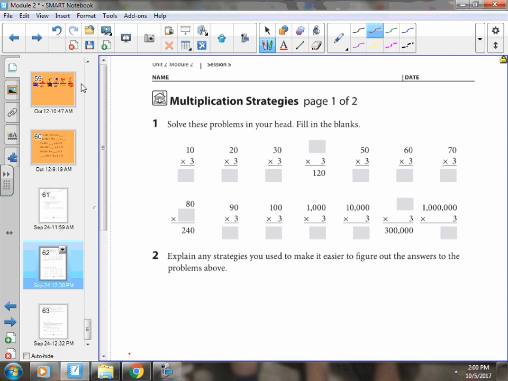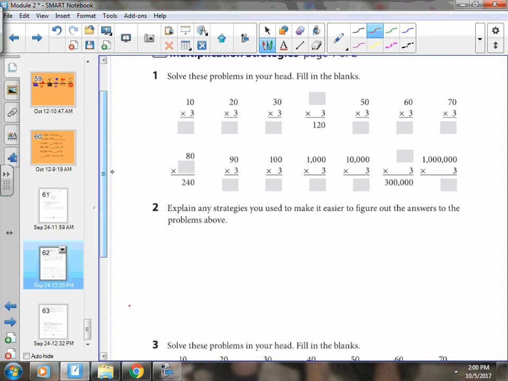Number 1, 10 times 3. You could think when you multiply 10 by any number, you just add a 0 to that number, or multiplying 10 by any number shifts that number one place to the left and then you fill in a 0. You also could think 1 times 3 is 3, 1 0 on the top, 1 0 on the bottom. 2 times 3 is 6, 1 0 on the top, 1 0 on the bottom.